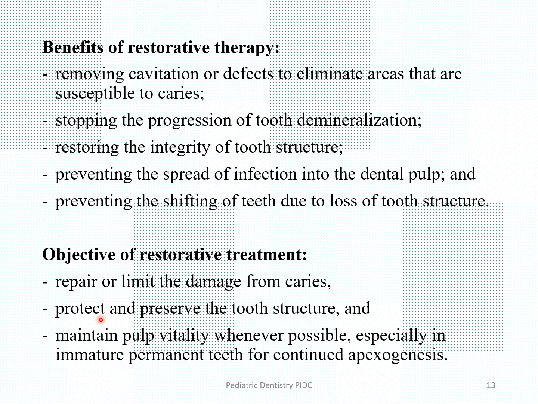Then we are protecting and preserving the remaining tooth structure, and most importantly we are maintaining pulp vitality whenever possible, especially in immature permanent teeth for continued apexogenesis. So when you do restorative therapy, we are trying to protect the pulp against the infection from the dental caries and keep the pulp vital. It is important in primary teeth because the pulp has to undergo changes which will cause root resorption in primary teeth, right? So we have to maintain the vitality of the pulp.